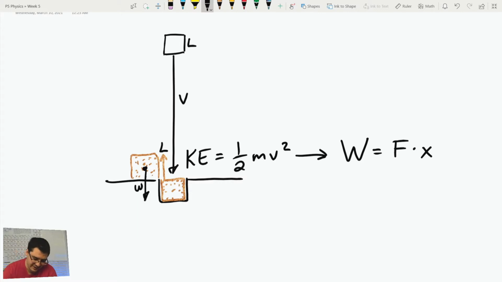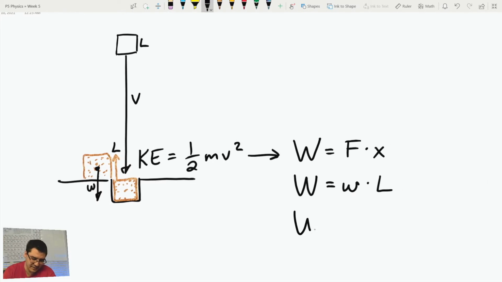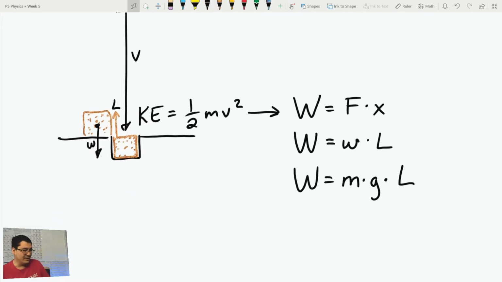So I'm going to take my work equation and replace force with weight. I know it's confusing, right? Big W is work, little w is weight, times the distance. And the distance that we have to go is L. Okay, I'm going to simplify this further. Work is equal to, you know that weight is mass times gravity. So I just replaced little w with m times g. And then I'm going to go one step further.